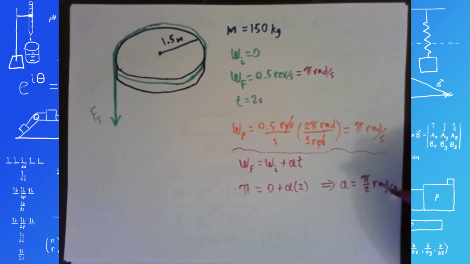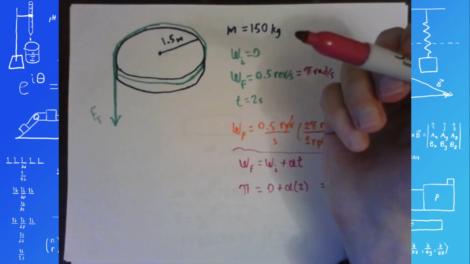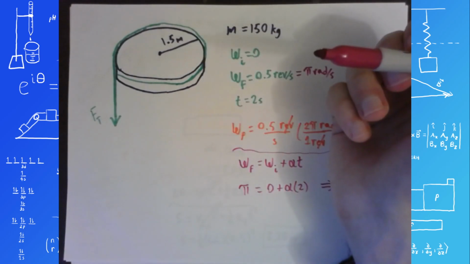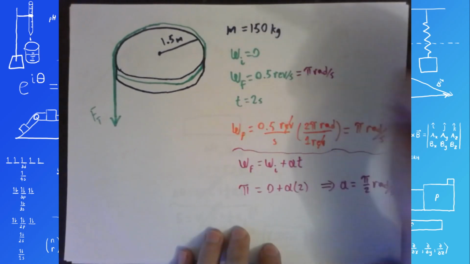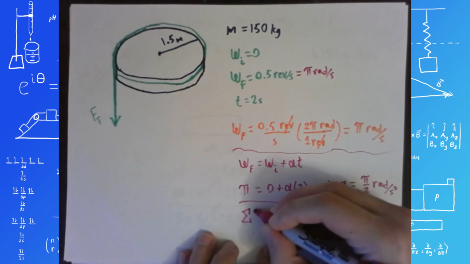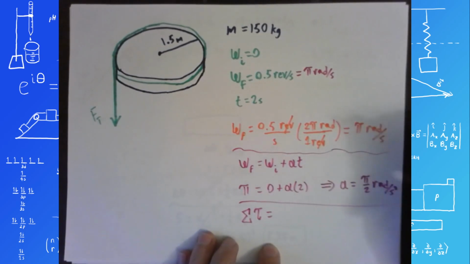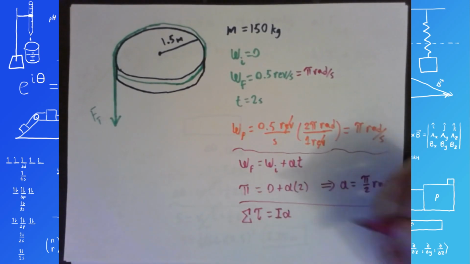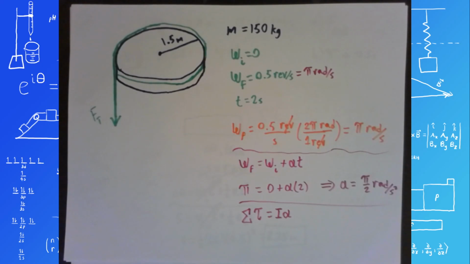All right, now that we have this, we can get closer to figuring out the force. To figure out the force, we need to figure out the torque that it produces on this merry-go-round. So let's go ahead and write net torque equals moment of inertia times alpha. So I guess we need to calculate the moment of inertia now.